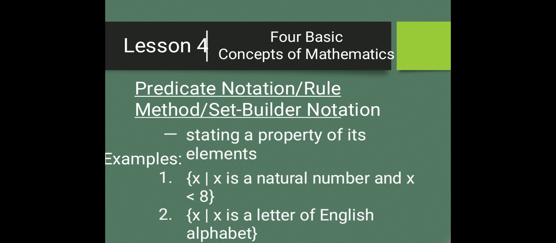Okay, next one. Set of all x such that x is a letter of English alphabet. So ano yung mga letters ng English alphabet? We have A, B, C, D going to Z. Now, we don't typically write those letters and we state only the property of that letters or that elements. So, ang tawag sa pag-specify ng set na yan is set builder notation or rule method.